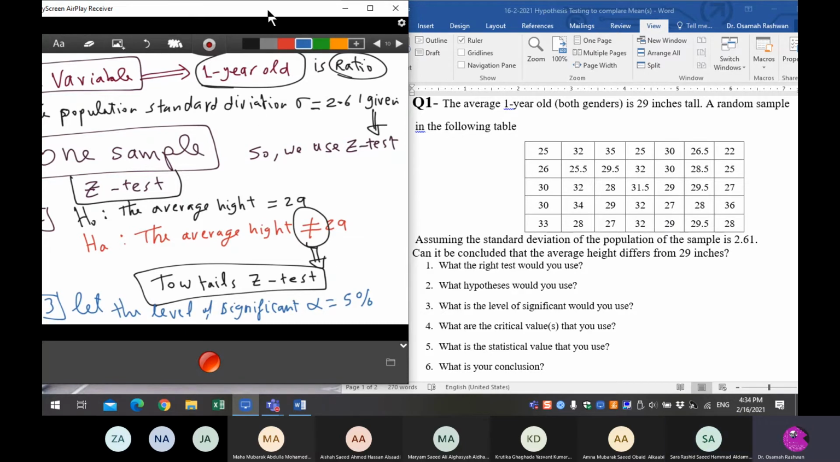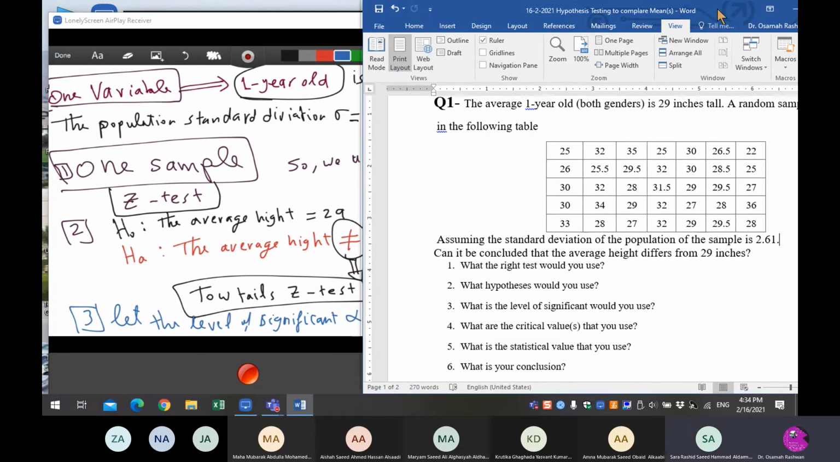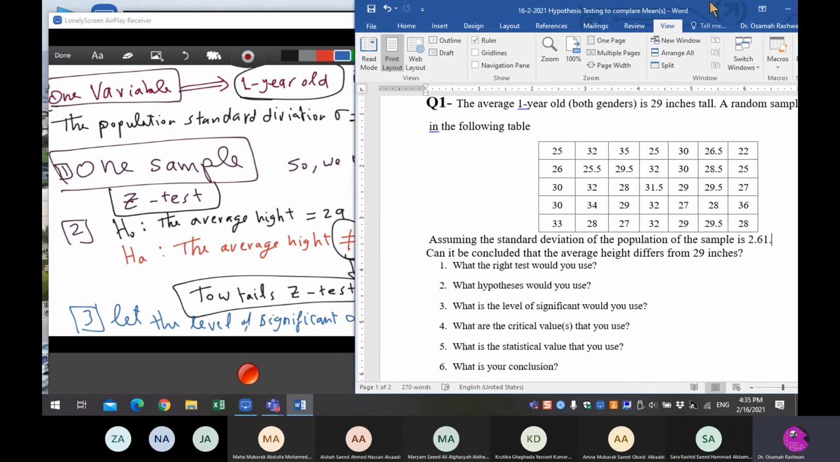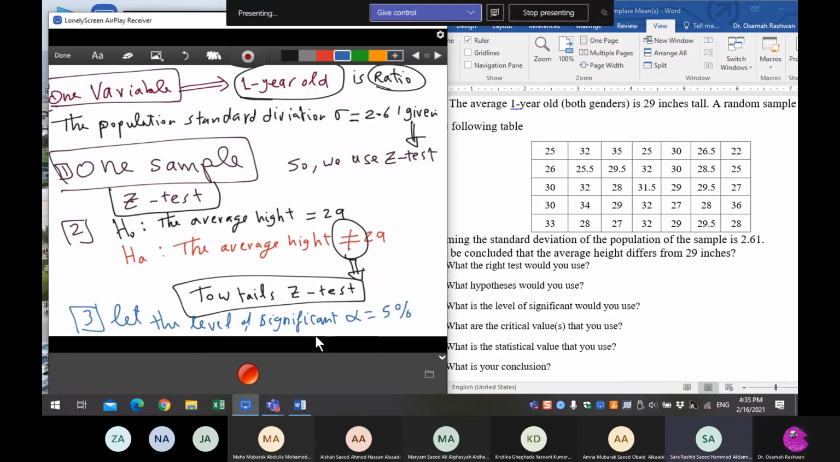Can you please take a screenshot of both the question and the answer and put it in the chat, because someone is coming late? Doctor, I didn't understand section 3.